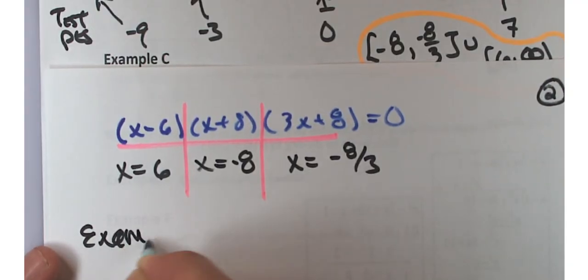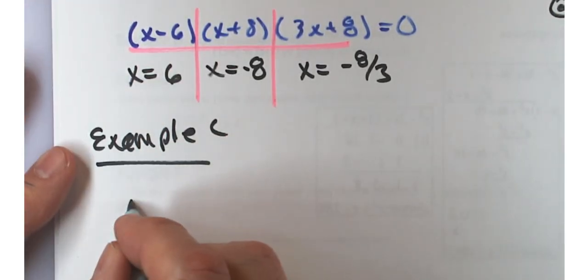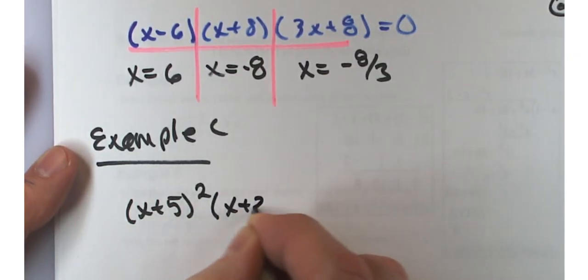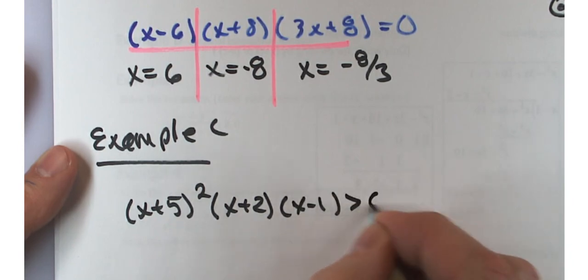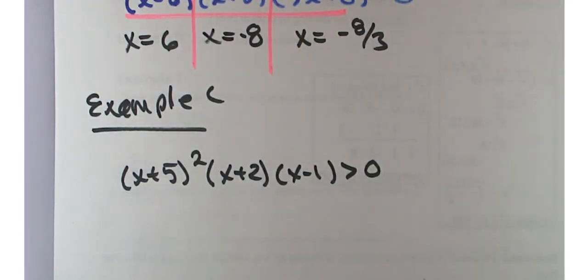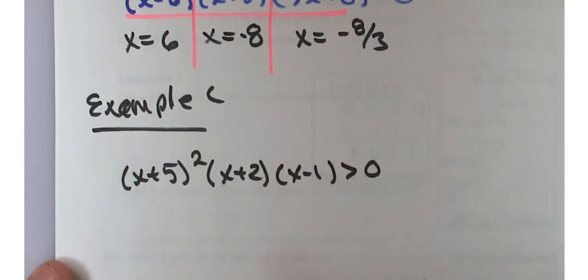All right, so example C. So our inequality then is going to be (x + 5)^2 times (x + 2) times (x - 1). And I want to know where that's greater than 0. Now the fact that it's greater than 0 is actually going to mean there's a little something we're going to have to take care of with our intervals that's different from our first example. But let's find out where this is actually equal to 0.